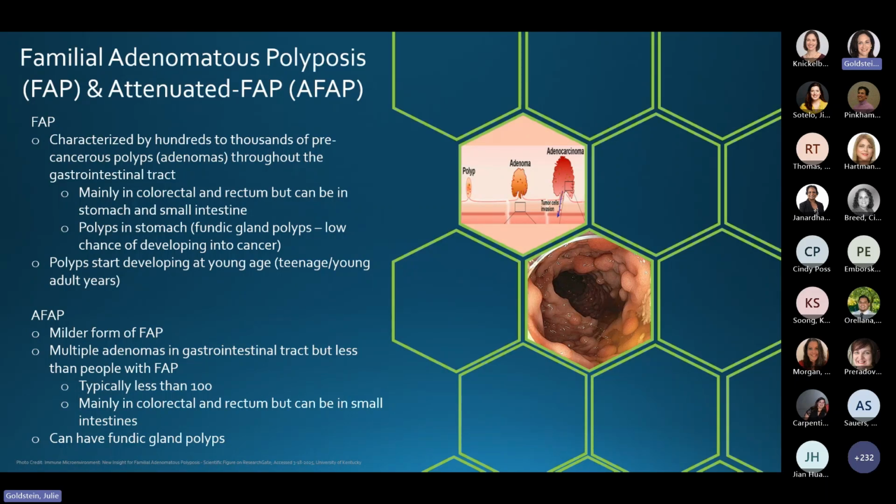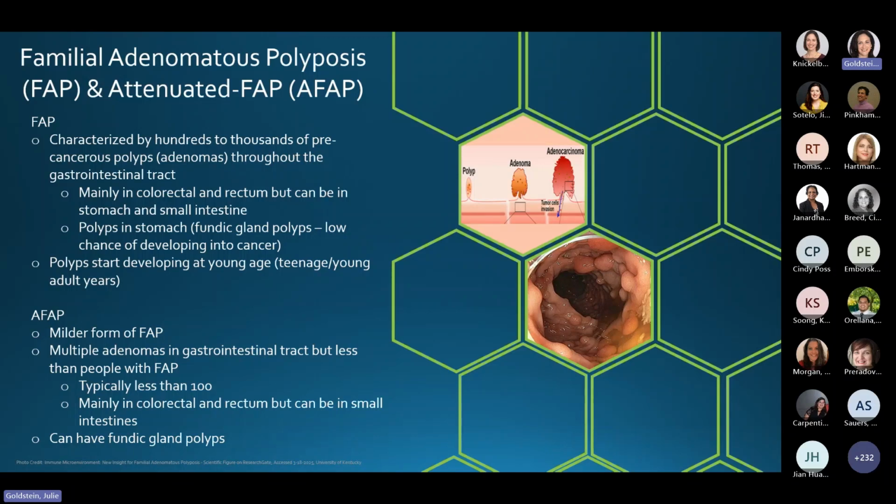Completely different animal than Lynch syndrome. The only thing it really has in common with Lynch syndrome is that it is also a dominant condition, meaning you need to have just one mutation in the gene passed down from your parent to cause FAP. As opposed to Lynch syndrome, where we might see 1 to 10 colon polyps, FAP is characterized by having hundreds to thousands of precancerous polyps called adenomas throughout the GI tract.